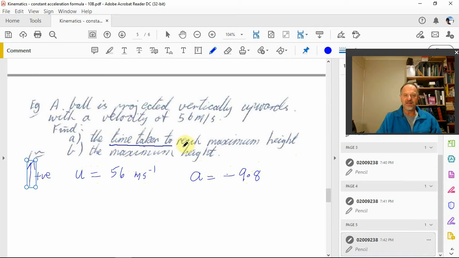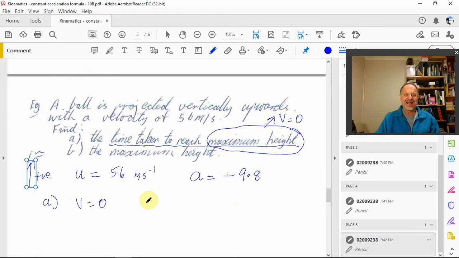Now this here, time taken to reach maximum height. So for part A, not only do I know these things, it talks about maximum height. Now remember, in the last video I talked about maximum height, and at maximum height we know that v equals 0. And it asks for time, so time is the thing we're after. So we've got u, we've got v, we've got a, and we want t. So we select the formula that has those four things in it, and you see that it's v equals u plus at.